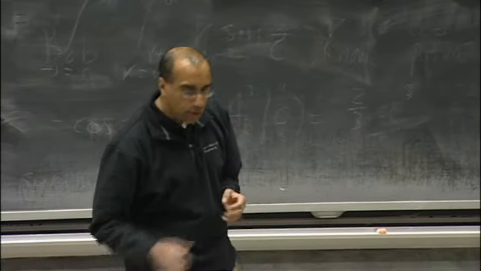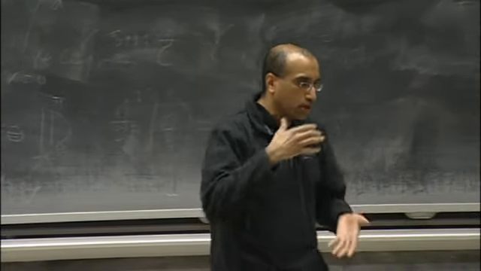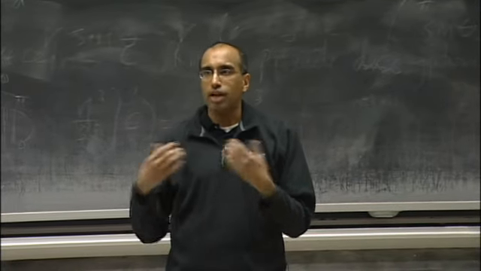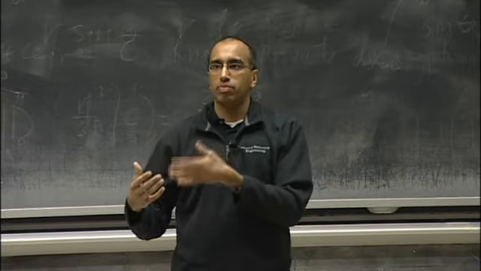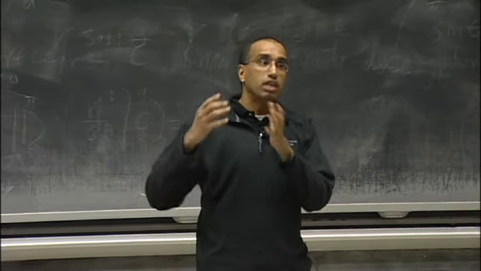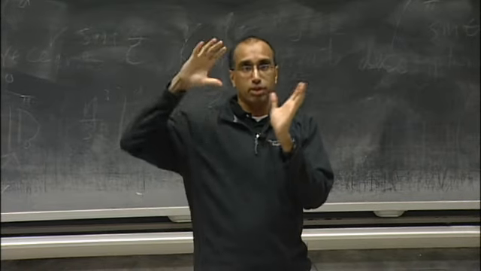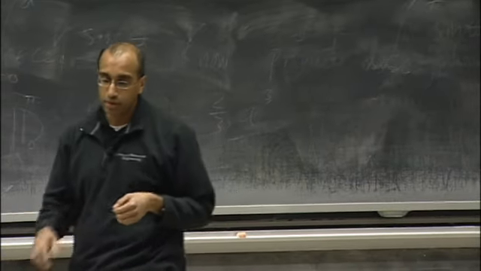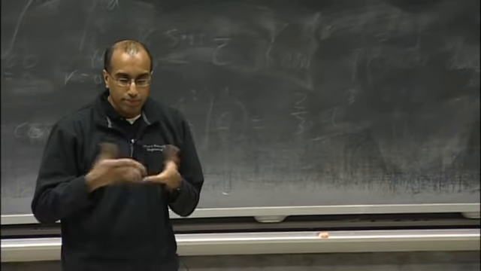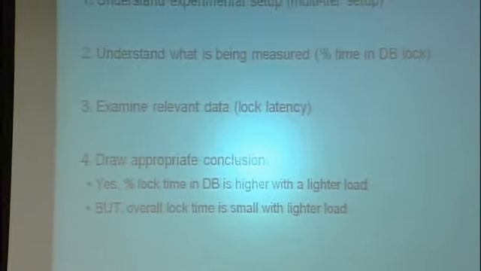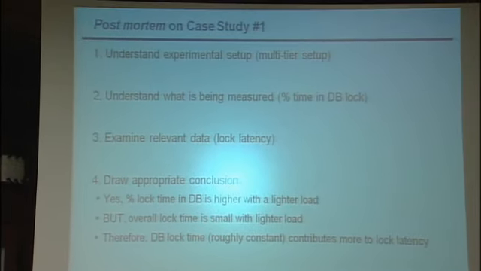And finally, it's appropriate to, once you've got all this data, not make any assumptions, just draw the appropriate conclusion based on the data. The problem is basically that with a lighter load, the impact of that database becomes larger, even if it were the same under a heavy load, because under a heavy load, other aspects of the system also get stressed that don't get stressed in a lighter load. And this is basically what I'm saying here. Yes, the percent lock time in the database overall is higher, but the overall lock time is smaller, so everything is behaving exactly as you would expect.